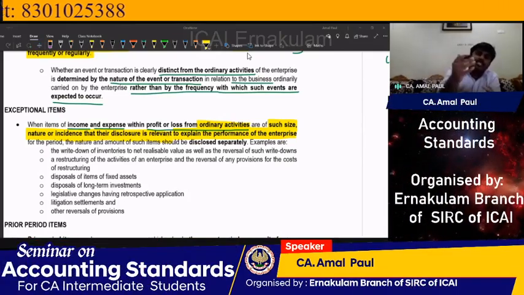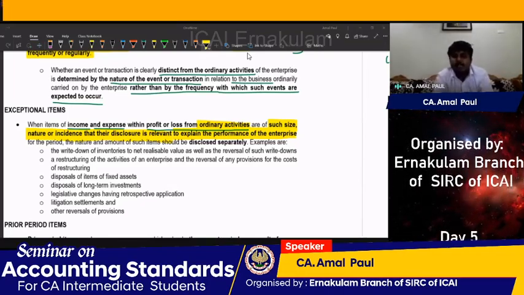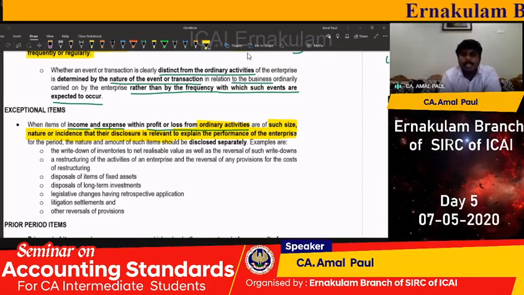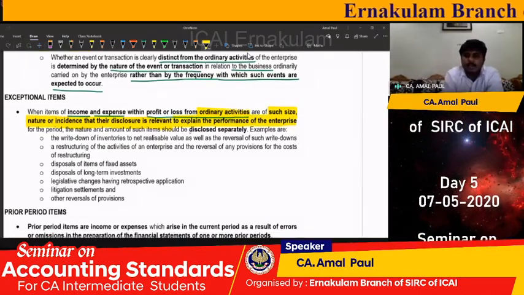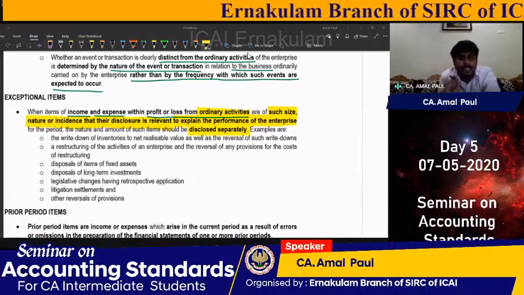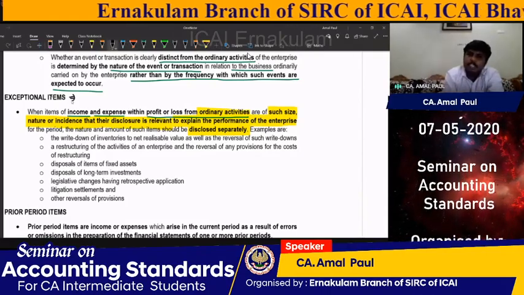It is of such material items. So if this is the case, these type of items are known as exceptional items. Exceptional items should be disclosed separately. This name, exceptional item, is not given by the standard. This name is given by your Schedule 3.